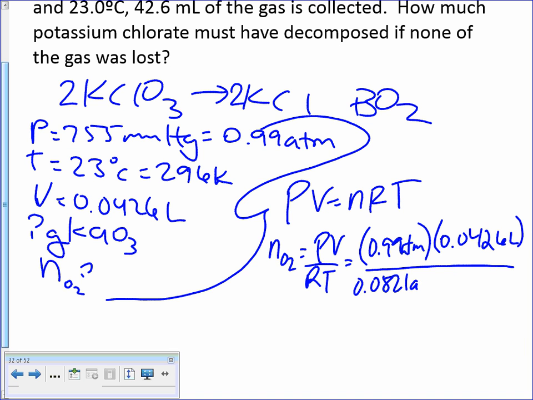Have you started dreaming about the R value yet? Oh, it'll happen. 0.0821 atmosphere liters per mole. Okay. Anybody want to mentally calculate that?